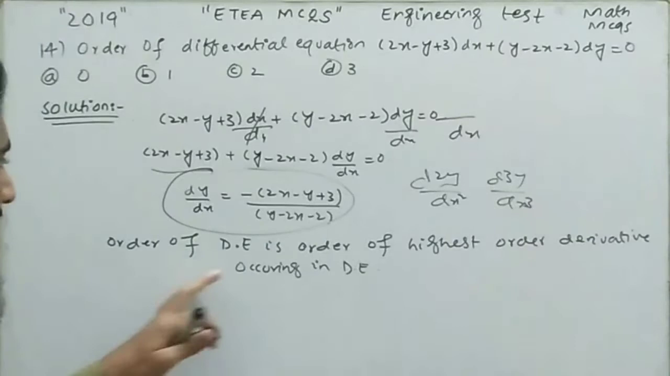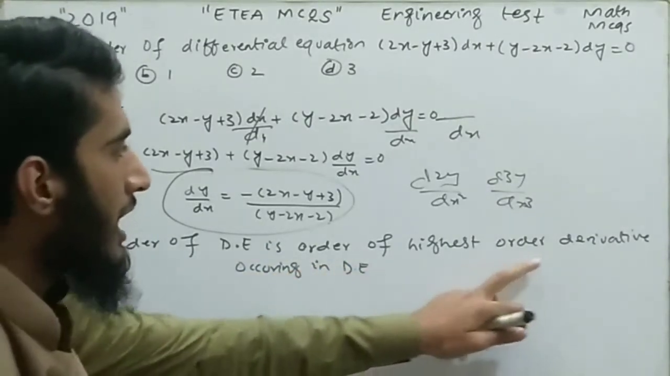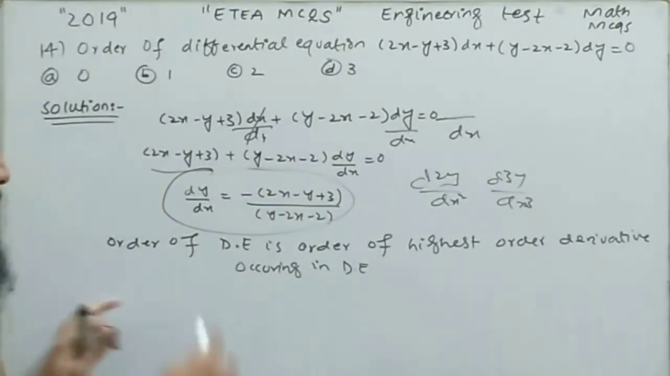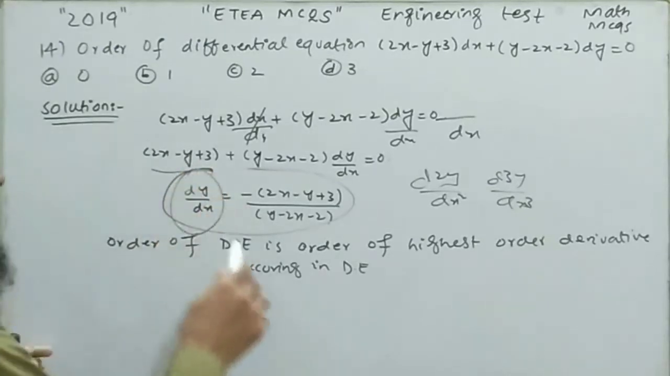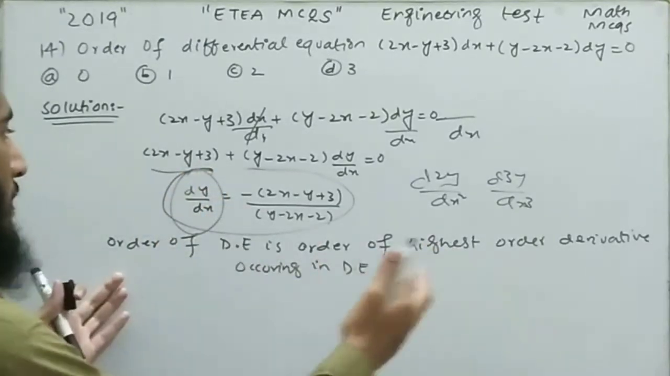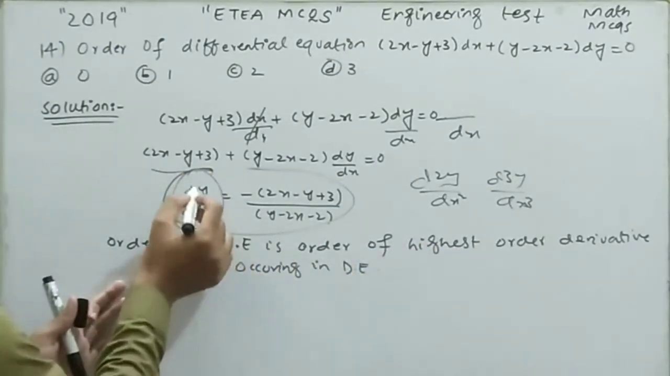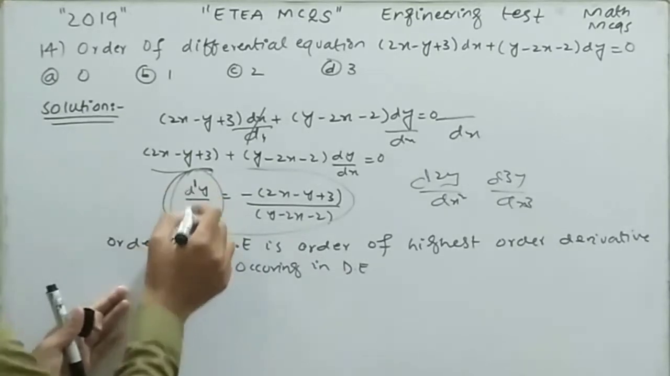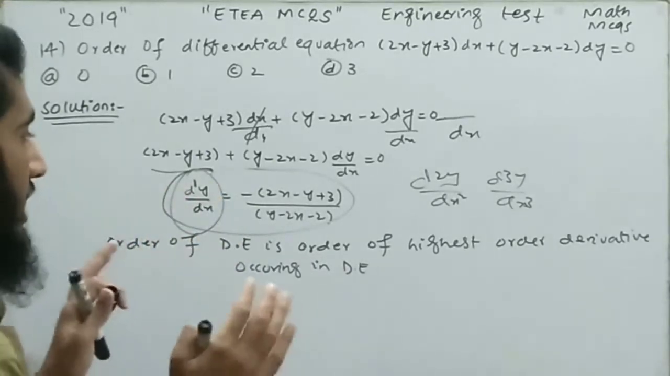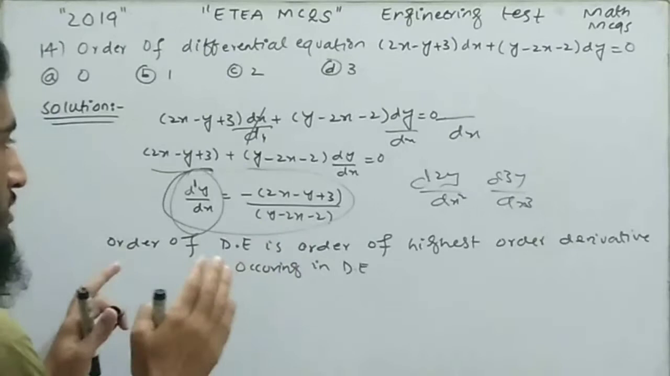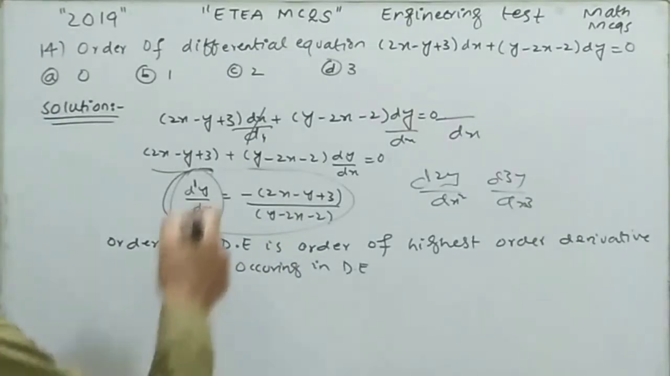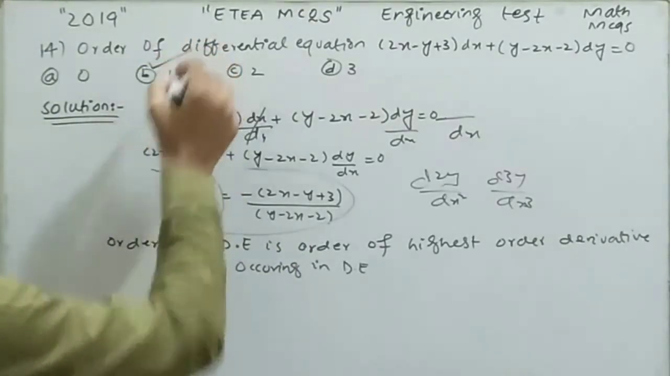So remember that the order of the differential equation is the order of the highest order derivative. Over here we have just dy by dx, so that tells us the highest order derivative is 1. The order of this differential equation is 1. So the correct option for this MCQ will be option number B.